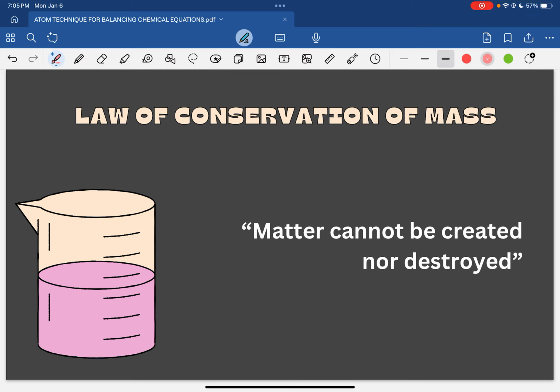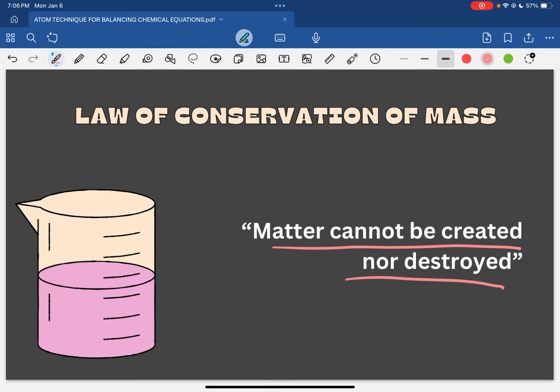But first, let us discuss what is the law of conservation of mass. The law of conservation of mass states that matter cannot be created nor destroyed, meaning that in a chemical reaction, the total mass of the reactants must equal the total mass of the products. So the atoms of each element must be balanced on both sides.